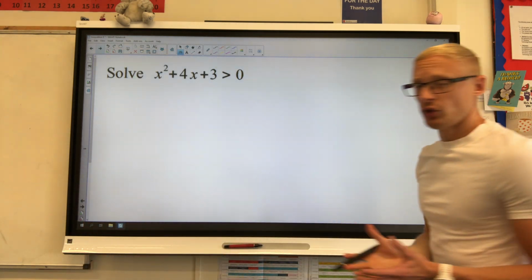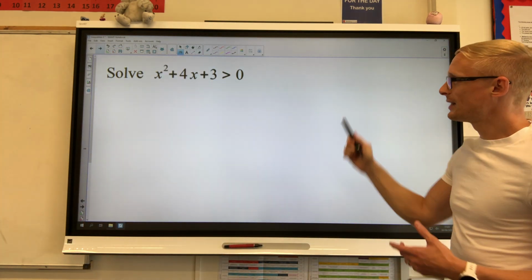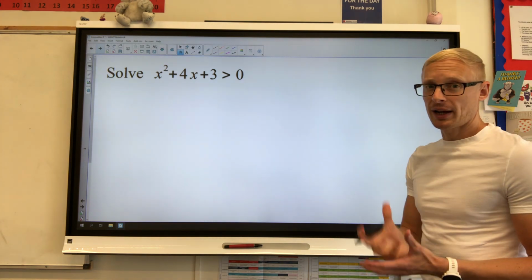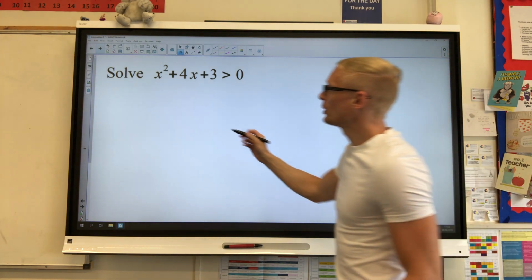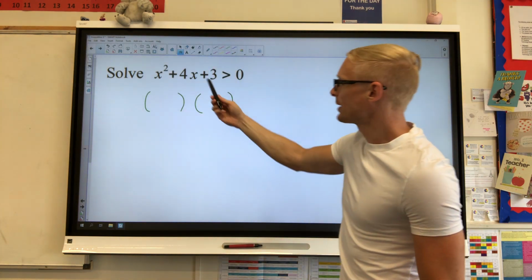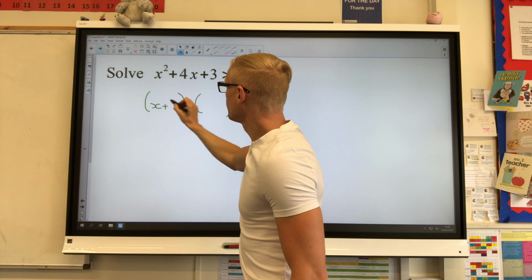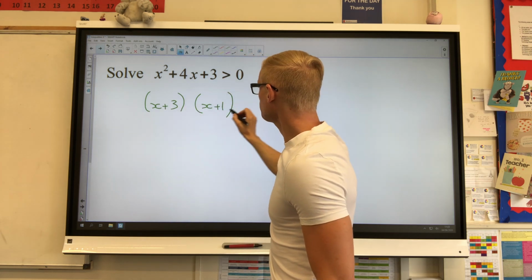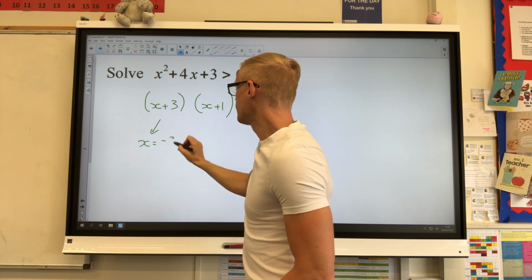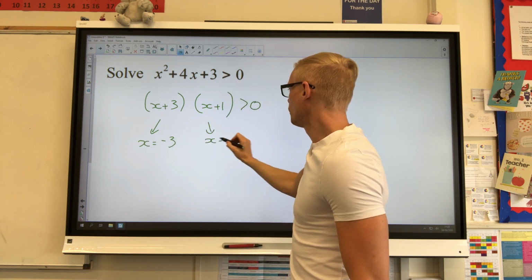Now, the big change really comes when we go to greater than, okay? And this takes a bit more explaining. But initially, we're doing exactly the same thing. We're looking to factorise that initially. So, relatively simple, this factorising, times to make 3, add to make 4, so 3 and 1. Critical values here, x equals negative 3 and x equals negative 1.